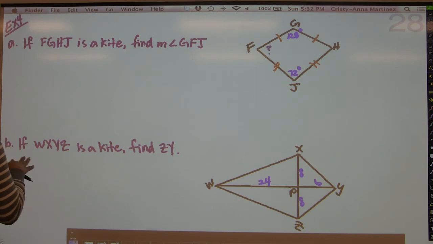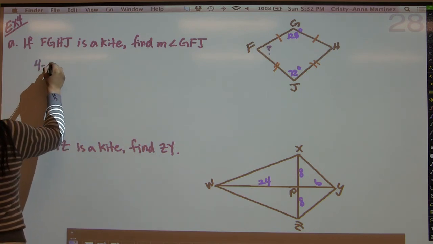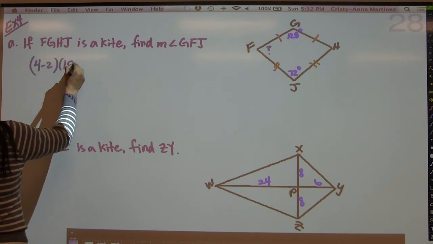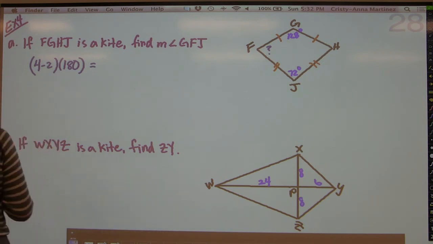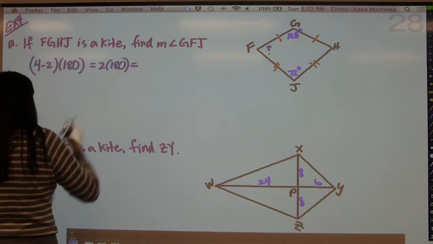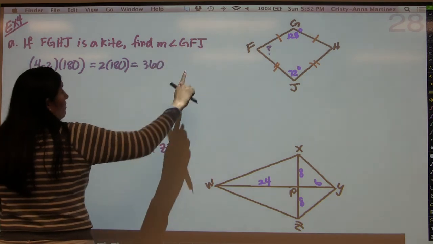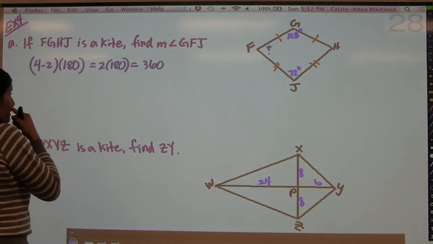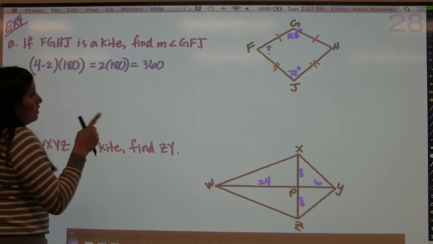We talked about the Polygon Angle Sum Theorem. So the first thing I know is that this is a 4-sided figure. So 4 minus 2 times 180 is how many degrees are in this figure. So that basically means 2 times 180, which is 360. So I know that all of the angles in this kite have to add up to 360 degrees. And I already know 2 of the angles.